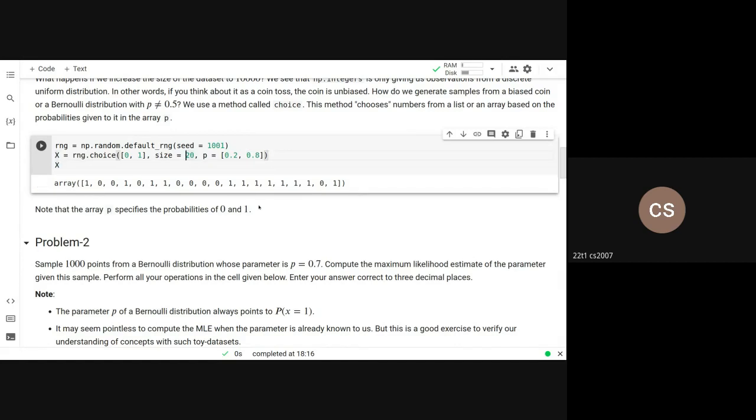So for example, if I pick 1,000 samples, 1,000 data points from this Bernoulli distribution, let us count how many ones are there, right? If I just sum x, that will be the total number of ones. Do you agree? Now if I divide by 1,000, you see that it's 0.815. Okay, so it's close to 0.8.